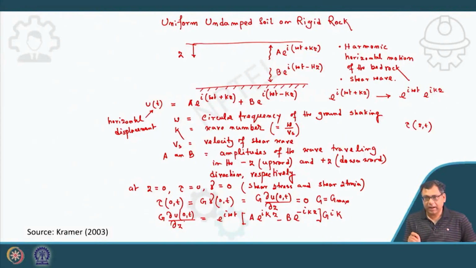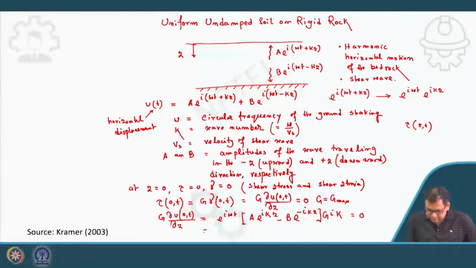We got the shear stress at the ground surface by differentiating the horizontal displacement that we can get from this equation. Now we assume that at the surface, obviously, the shear stress is 0 and the shear strain is 0. So that means this term is 0, so this should also be equal to 0.